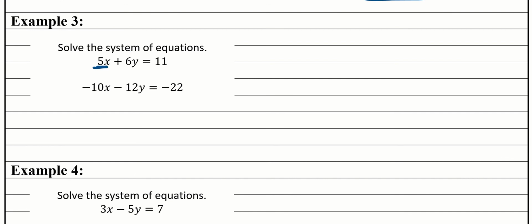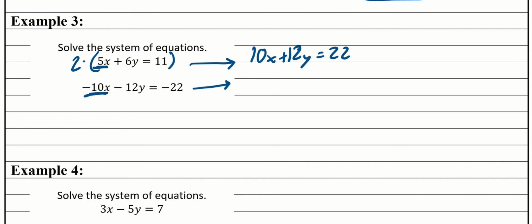Well, I notice this is a positive 5x and this is a negative 10x. If I multiply this by 2, then I would have positive 10x. And so I can do that, but remember the trick is if I'm going to multiply one thing by 2, I need to multiply everything in that equation by 2. So 5x times 2 is 10x. 6y times 2 is 12y, and 11 times 2 is 22. And then this other equation, I don't have to change it at all, so I can just move it over. Negative 10x minus 12y equals negative 22.